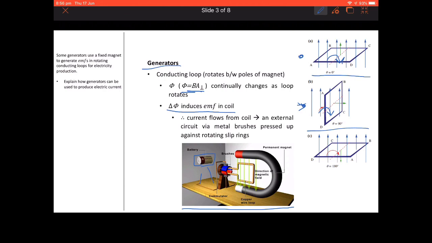metal brushes, which are these little black rectangles here. They're pressed up against some rotating slip rings, and those rotating slip rings are directly attached to the rotating coil, so that's how the current is transferred to that external circuit. Then that electrical energy will just be stored in a battery, or it might be directly connected to something in place of the battery, and the generator will be powering that.